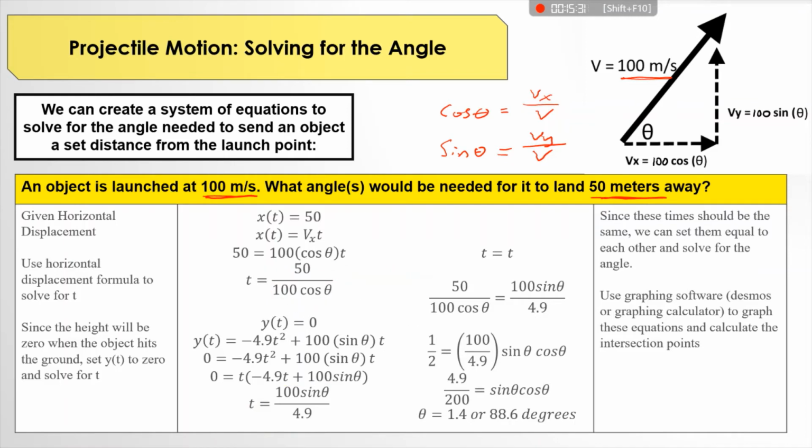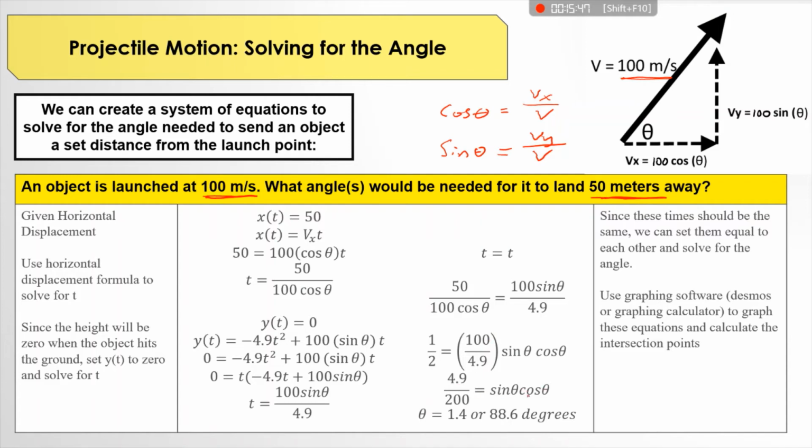Okay, so now I'm just simplifying this. 50 divided by 100 is 1/2. I can multiply by the cosine on both sides, and that gives me this line. Then I'm going to multiply by 4.9 and divide by 100 on both sides, so that'll get rid of this and leave me with 4.9 over 200 is sine theta cosine theta.